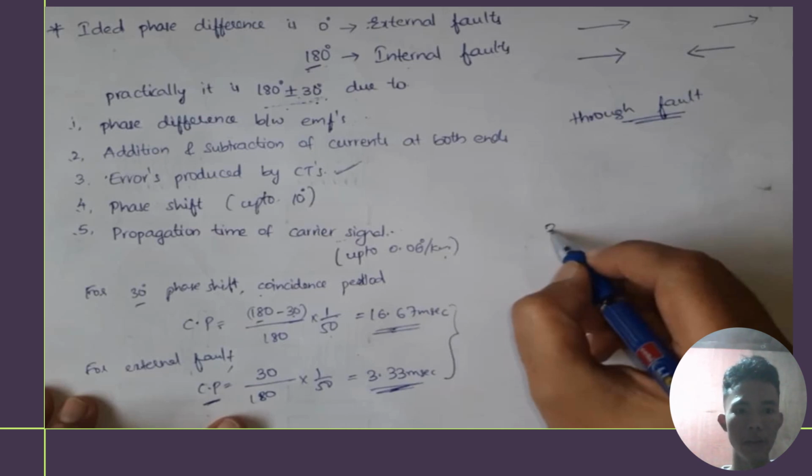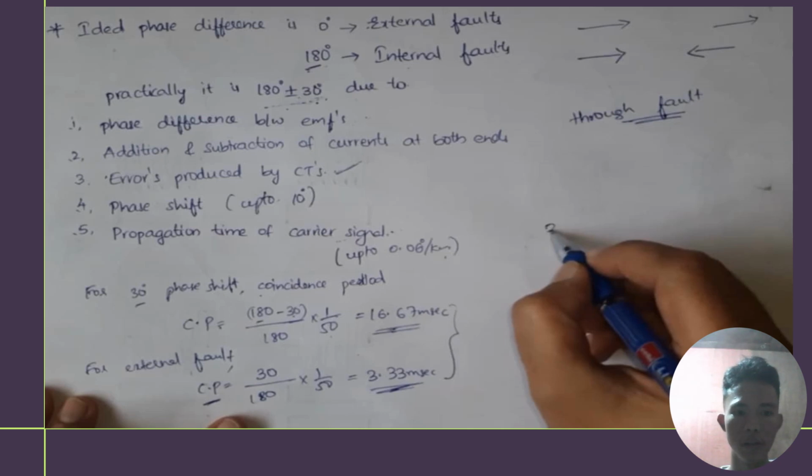Number one is we have the phase difference between the EMFs. Then second is we have the addition and subtraction of current at both ends. Then three is we have also the errors produced by the CTs. And number four is we have the phase shift up to 10 degrees. And lastly, it will be due to the propagation time of the carrier signal. So it is said there is a phase shift up to 0.06 degrees per kilometer of the transmission line.